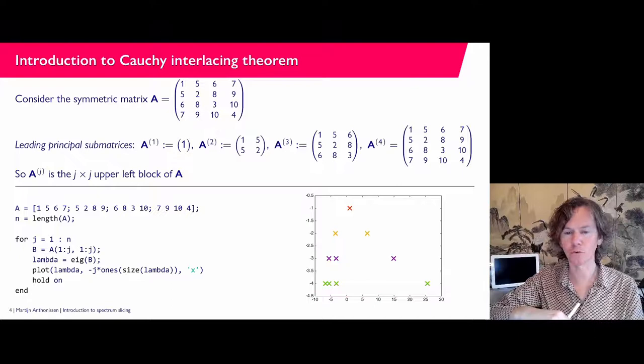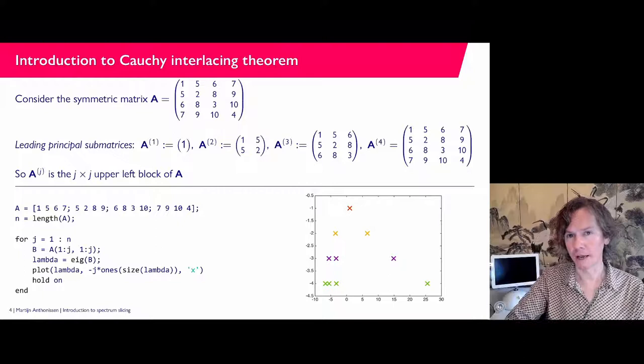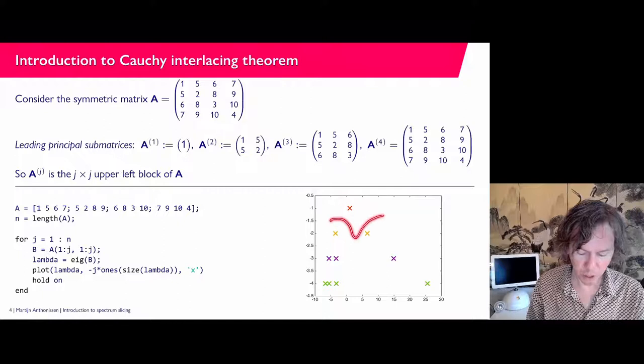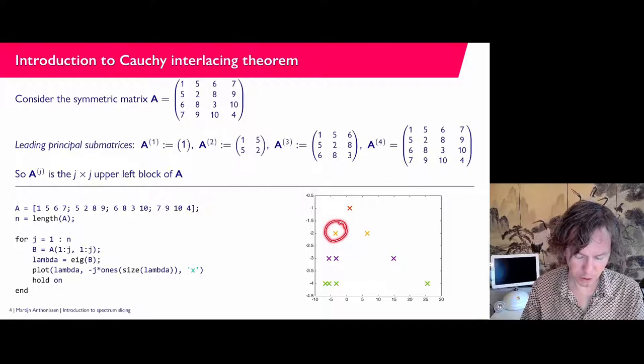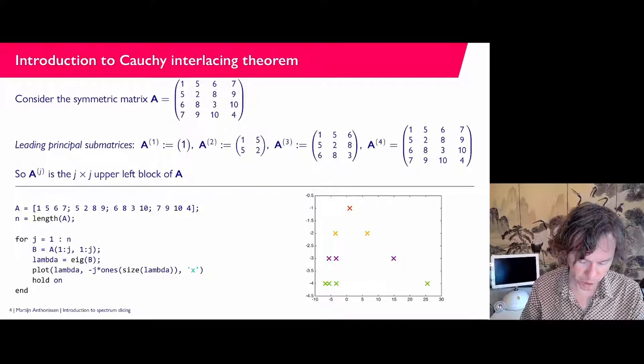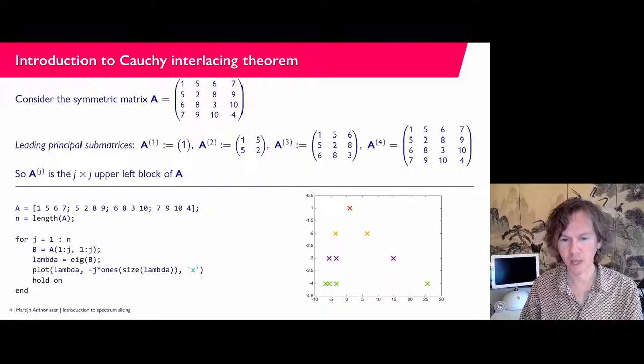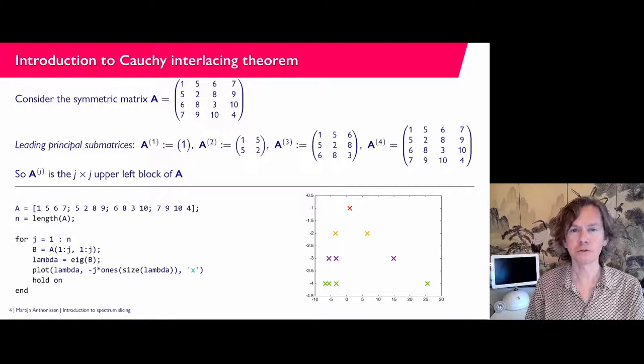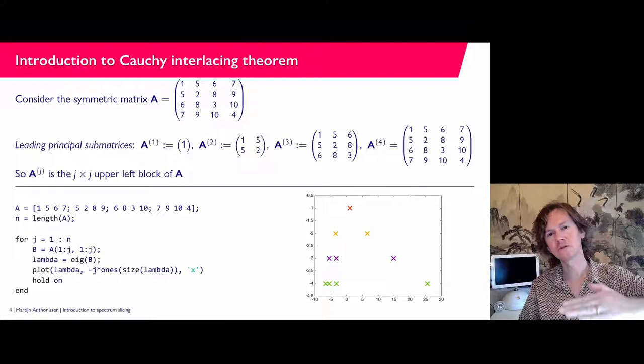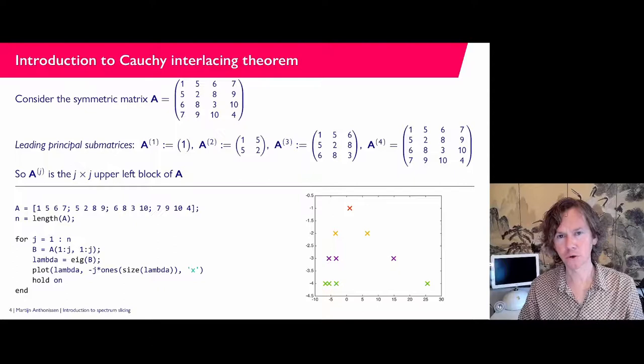real axis. If you would plot them all on the real axis, then what you see happening here is that this red cross is in between the two yellow ones. Similarly, this yellow x is in between these two purple ones, and this one in between these two purple ones. And then this one, that's a bit hard to see, but it's in between these two green axes. This one is in between these two, and this one is in between these two. And that is called the interlacing property. So if you look at these submatrices and compute the eigenvalues, then if you take two consecutive ones, then the eigenvalues are in between. And this property is called the Cauchy interlacing theorem.